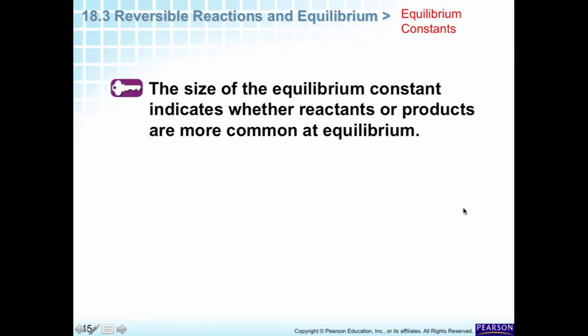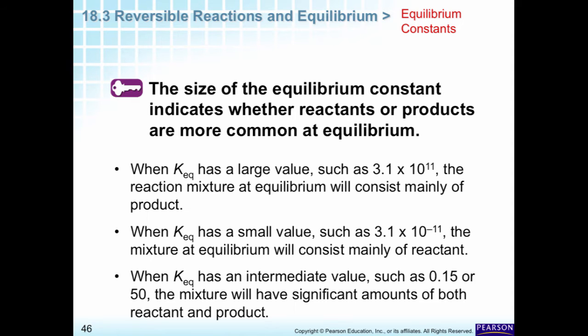And I think I mentioned this before, that the size of the equilibrium constant indicates whether reactants or products are more common at equilibrium. If it's large, like 10 to the 11th, it will favor mostly product. If it's small, like 10 to the minus 11, it'll be mostly reactant. And if it's somewhere in the middle, you probably have significant amounts of both. So we're looking at ranges between 0.15 and 50.